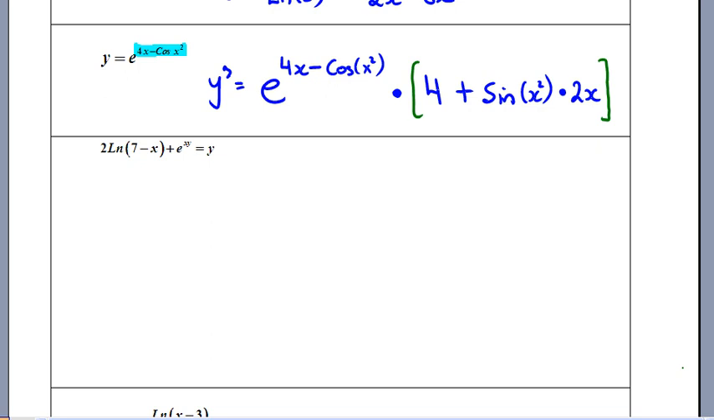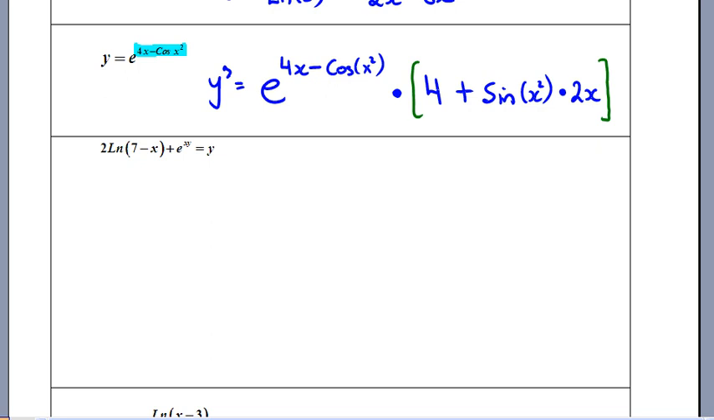Whoa, what is going on here? There's x's and y's all over the place. Look at that y up in the exponential there. Okay, new deal. This is not nice. This is an implicit relation. We're going to have to do implicit differentiation here.